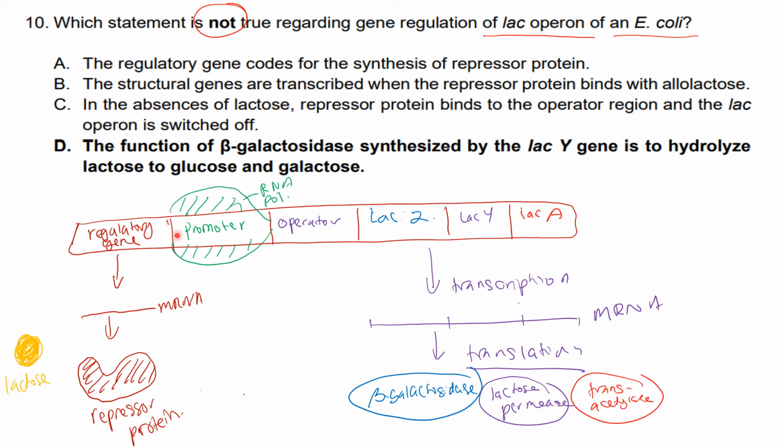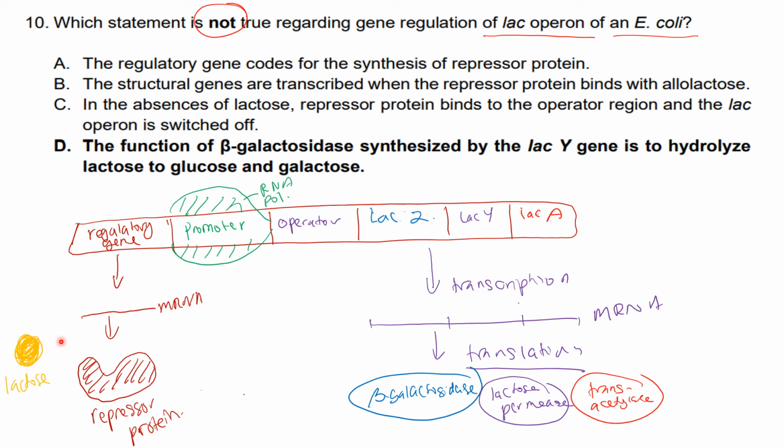Ahead of the promoter, ahead of the lac operon, you have the regulatory gene. The function of this regulatory gene is to synthesize mRNA that produces the repressor protein. In the absence of lactose, the repressor protein will bind to the operator and stop the transcription of mRNA for the three structural genes, and therefore the three enzymes cannot be synthesized. So that is in the absence of lactose.